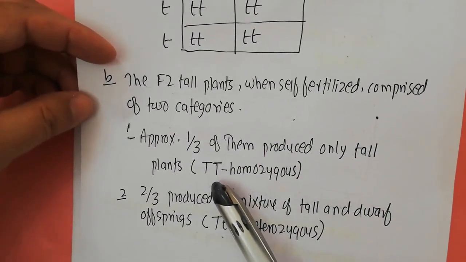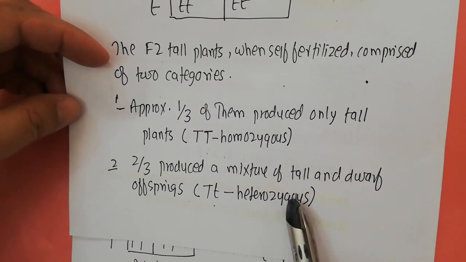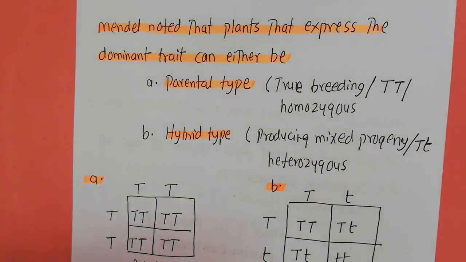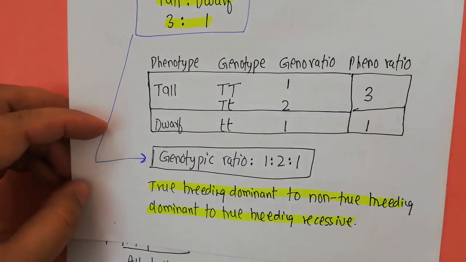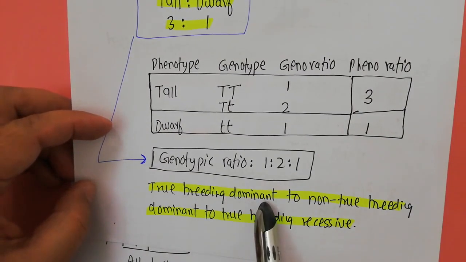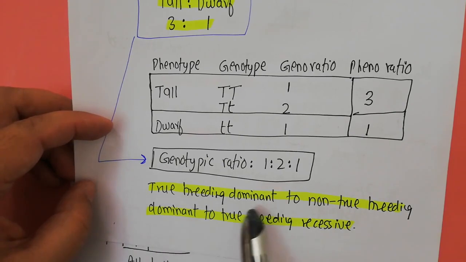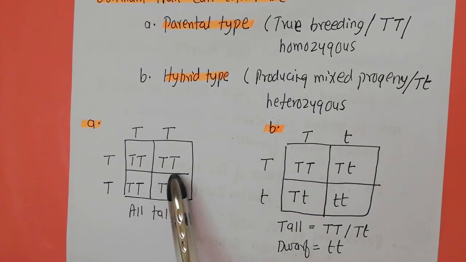Some of the tall plants in the F2 produced only tall plants, but some of the tall plants in the F2 produced a mixture of the tall and the dwarf plants. From here, Mendel said that the tall plants we are getting in the F2 generation are actually the true breeding dominant. Like this one is referring to the true breeding dominant. This means that if you are going to cross them, this will be a true breeding one.